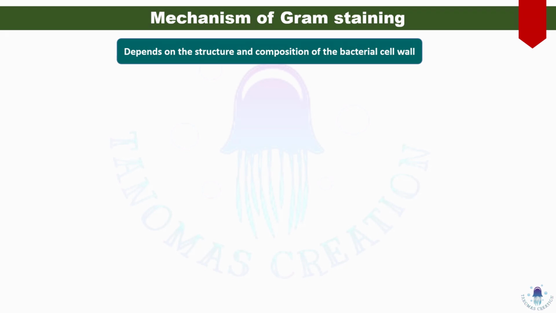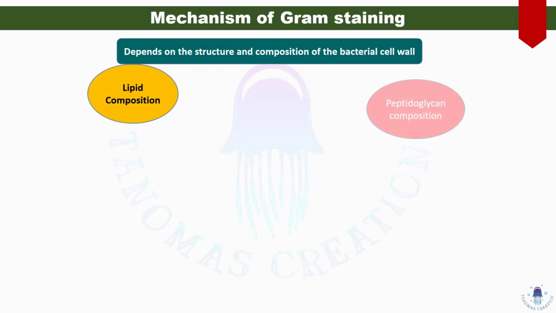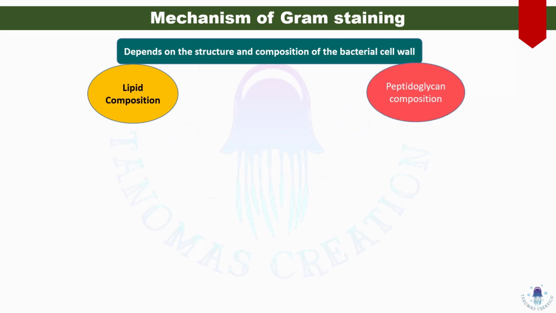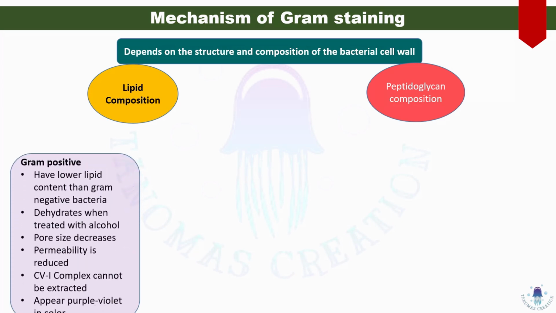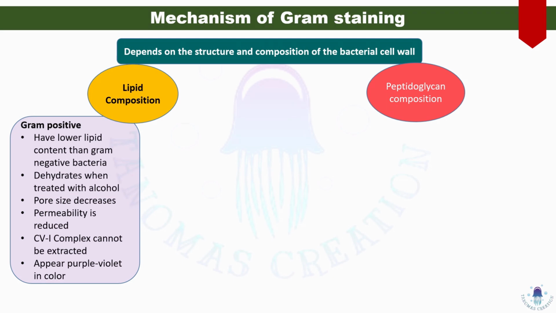So what is the mechanism behind this gram staining? The mechanism depends on the structure and composition of the bacterial cell. So there are two types of theories present. First is lipid composition and the second one is peptidoglycan composition. So first, coming to the lipid composition. In gram-positive bacteria, what does it have? It has a much lower lipid content than gram-negative bacteria. So that's why it dehydrates when treated with alcohol.